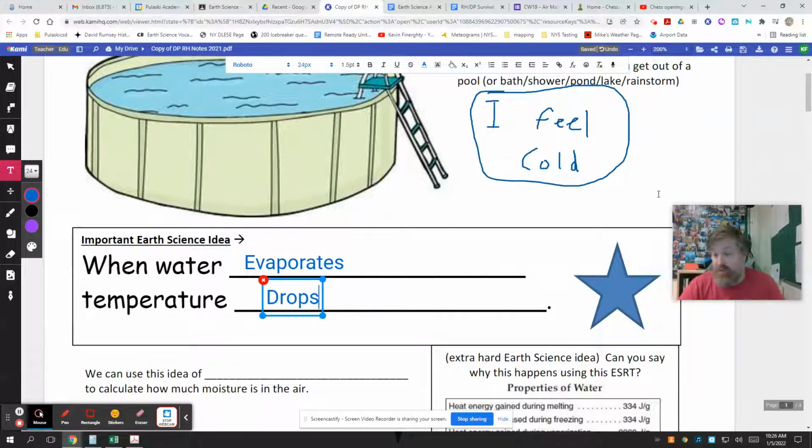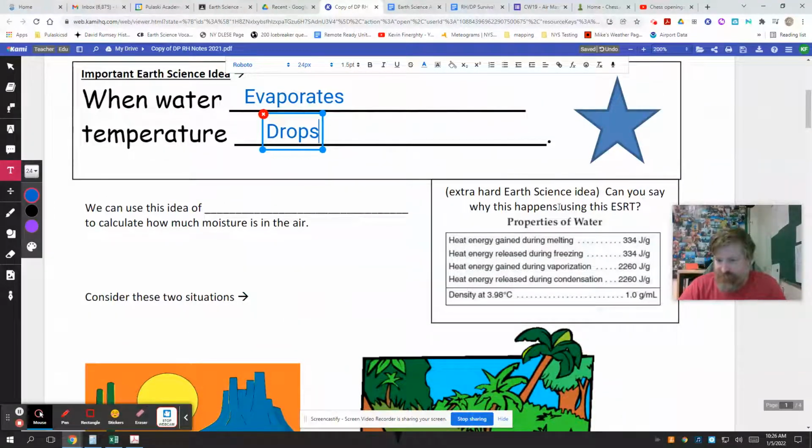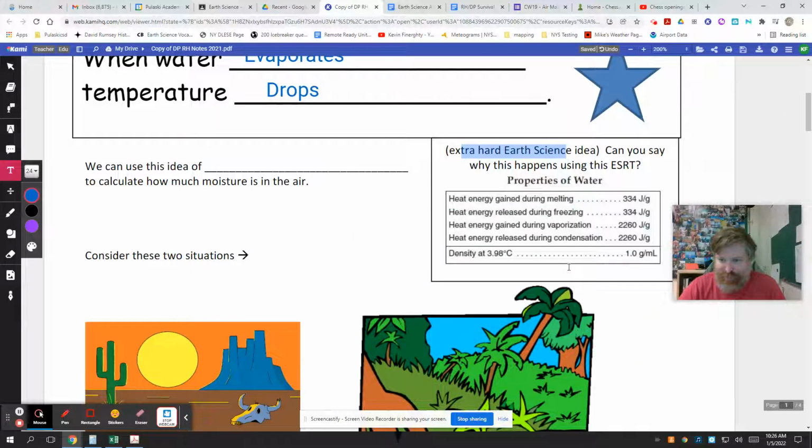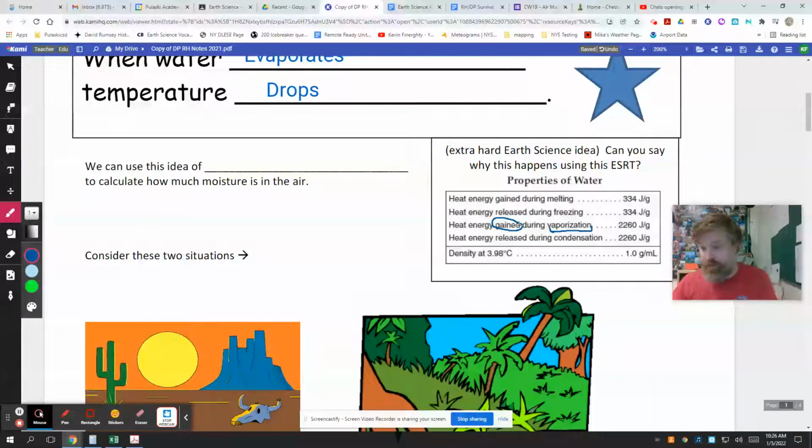In fact, it's the reason why humans sweat. This is an extra harder science idea, a little tricky spot. If you don't understand what I'm talking about here, don't panic. No big deal. Evaporation and vaporization go hand in hand. So if we are vaporizing water, going from a liquid to a gas off of our skin, the water has to gain energy. And guess where it gets it? Out of your body. Your metabolic processes are keeping you warm, and evaporating water steals that energy from you.